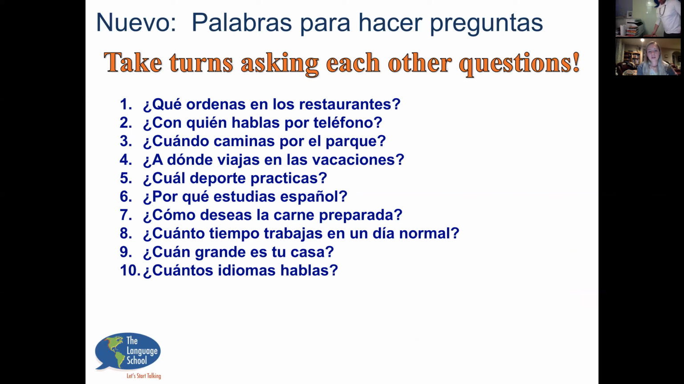¿Y cuando caminas por el parque? Yo camino... so I just say, él viene? Sí? Por el parque. ¿A dónde viajas en las vacaciones?